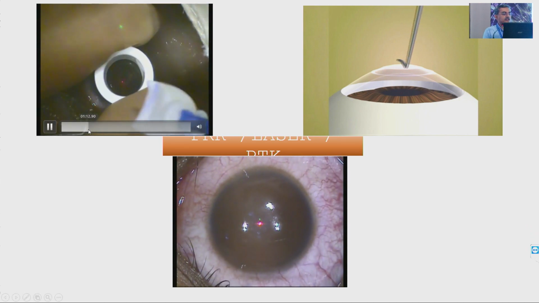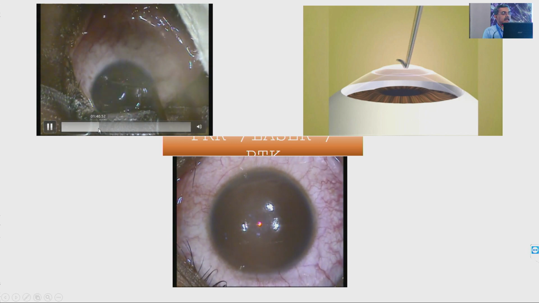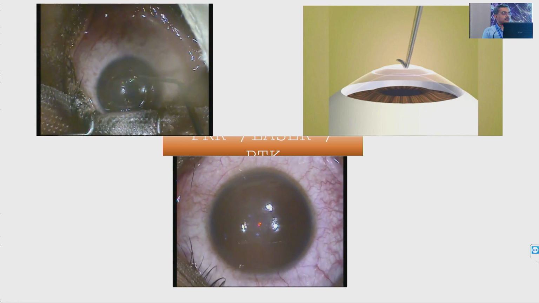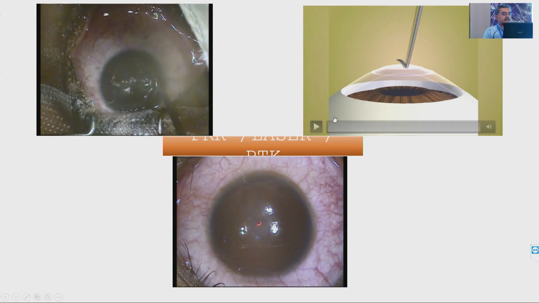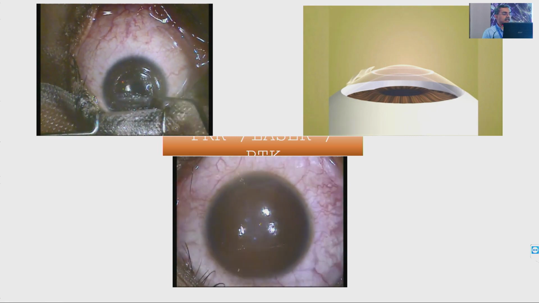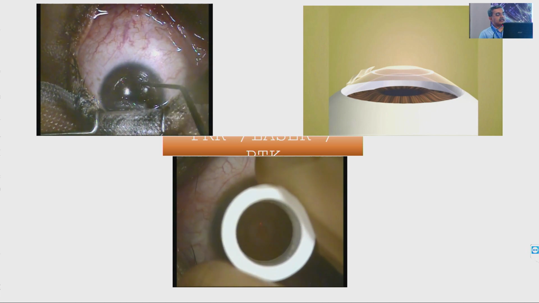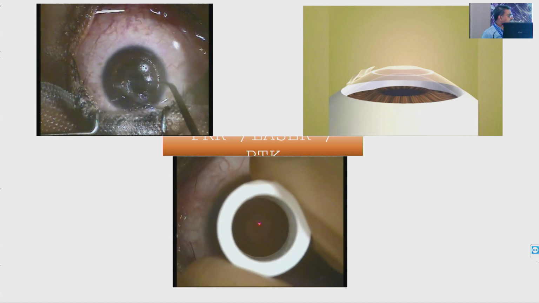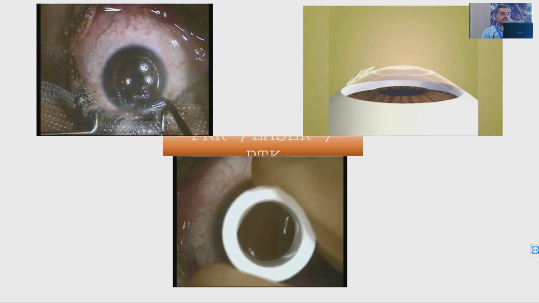I'm sorry, that video is not playing properly. The alcohol is removed, then the epithelium is scraped, and you apply the laser directly onto the cornea. On the right side of the picture, you can see that the epithelium is not completely removed. The epithelium can be removed as a flap and then placed back like a LASIK flap. That is when it is called epi-LASIK.